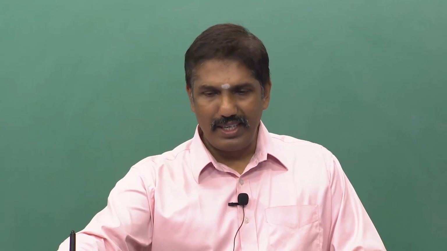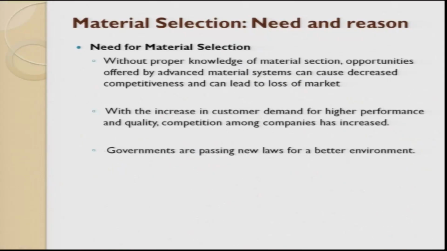So what is the need and reason? The need for material selection: without a proper knowledge of material selection, opportunities offered by advanced material systems can cause decreased competitiveness and can lead to loss of material. So if you make a wrong choice of material, for example, sensors were initially thought of to be made by glass, then they moved to silicon, and today they are made out of polymer. Polymer is lightweight, and roll to roll manufacturing can be done very easily.